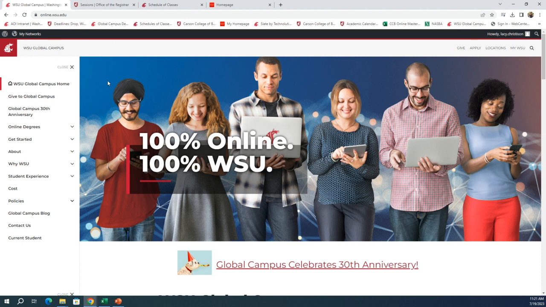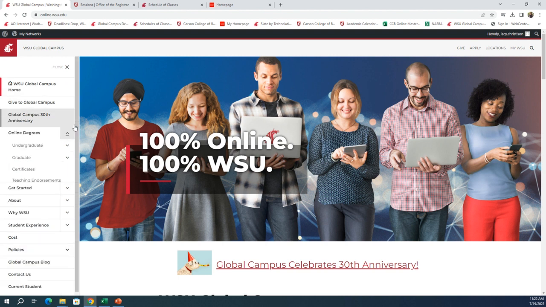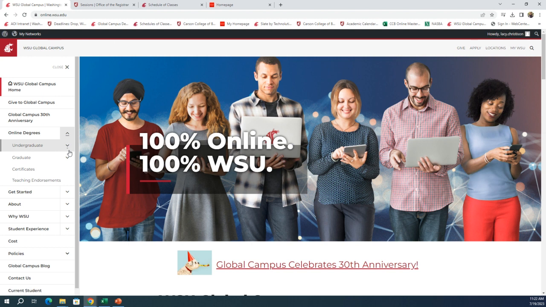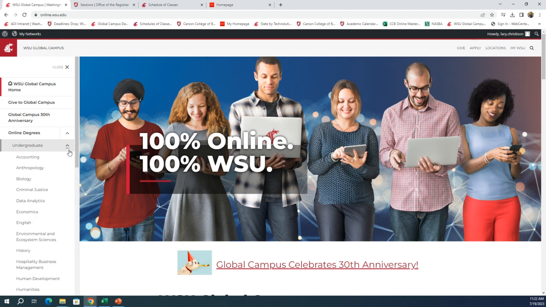In addition to being able to find your course rotation on your planning worksheet, there are a number of other different places where you can find this information. You can also find your course rotation for your specific major on the WSU Global Campus website, which is online.wsu.edu. To get to your specific major, you'll navigate to the left-hand menu, click on Online Degrees, Undergraduate, and then your specific major.